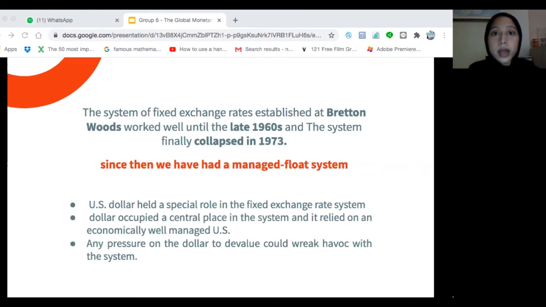To understand why the system collapsed, we need to recognize that the US dollar held a special role in the fixed exchange rate system. The dollar occupied a central place because it was the only currency that could be converted into gold, and it served as the reference point for all others. Lastly, the system relied on an economically well-managed US. Any pressure on the dollar to devalue could wreak havoc with the system, and that's exactly what occurred.